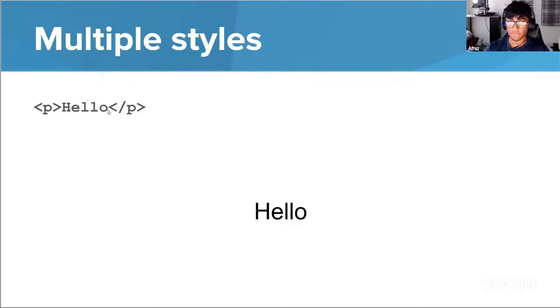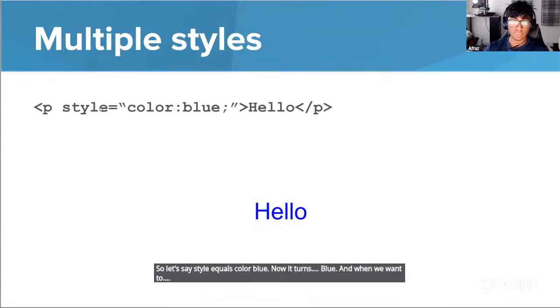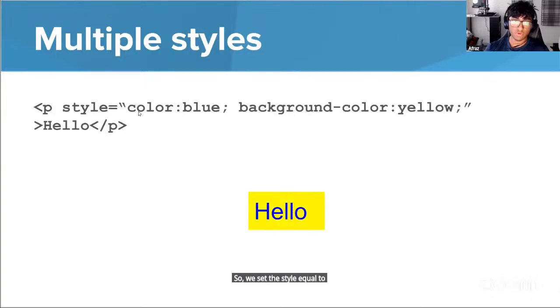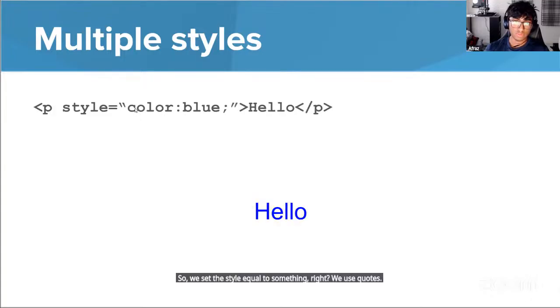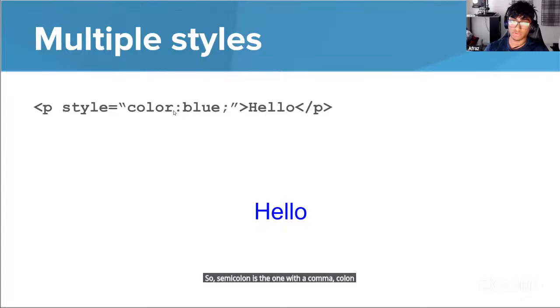So this is a paragraph, and right now it says hello. Let's say style equals color blue. Now it turns blue. When we set the style equal to something, we use quotes around it. And for the color itself, you use a colon, right? So semicolon is the one with the comma, colon is just the two dots. So use a colon to identify the color as blue.